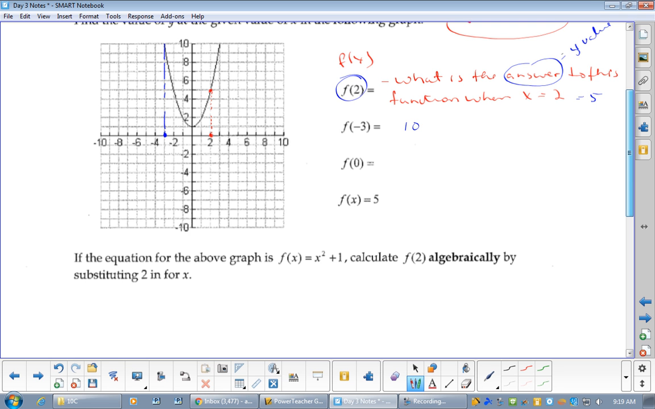Okay, so how about f of 0? So 0, you follow it up, and you should get 1.